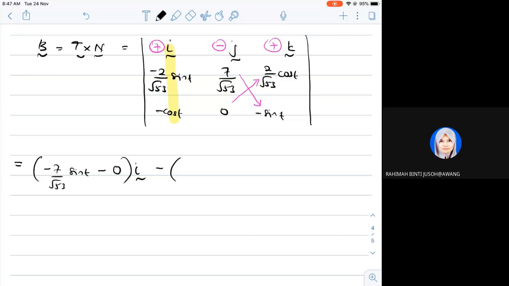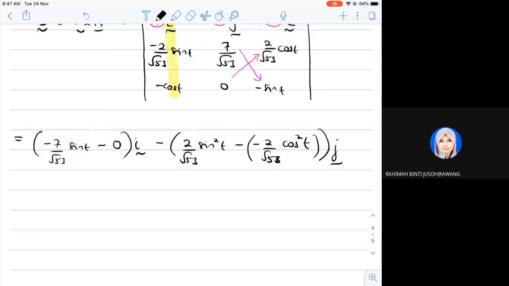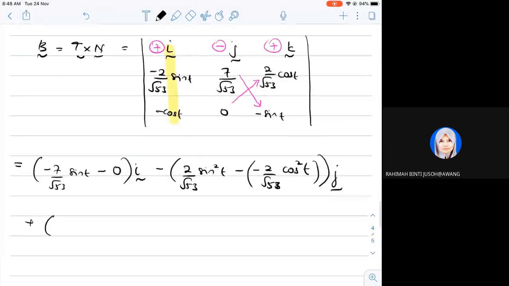Okay, minus, open the bracket, close the second column. So we are crossing the first and third column, then we will have positive 2 over square root 53 sine squared t minus a negative 2 over square root 53 cos squared t. Okay, this is your j. And then for your k, plus, close the third column. So we are crossing the first and second column. So 0 minus negative 7 over square root 53 cos t, like this.